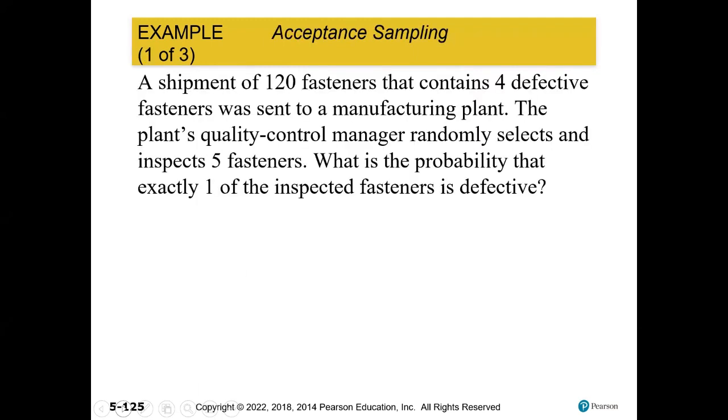A shipment of 120 fasteners that contains 4 defective fasteners was sent to a manufacturing plant. The plant's quality control manager randomly selects and inspects 5 of them. What is the probability that exactly one of the inspected fasteners is defective?